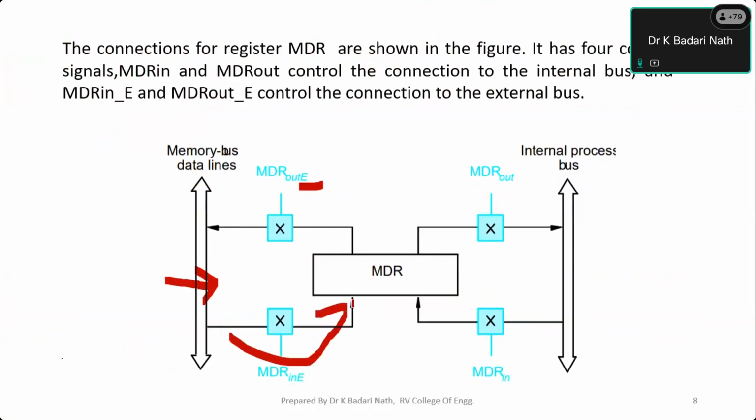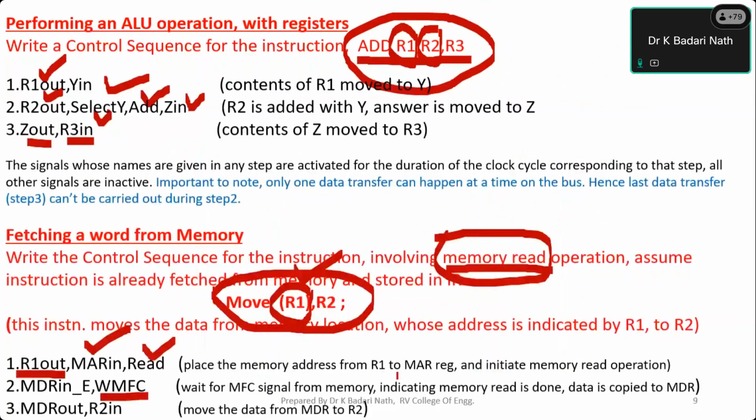That is why during the second clock cycle itself, I'll make it open and keep it ready for the data to come and sit in the MDR register. That's what we have done here. So MDR in E, I opened it up and keep it ready. As soon as I get the data, it goes to the MDR register. This is what we can do in the second clock cycle.